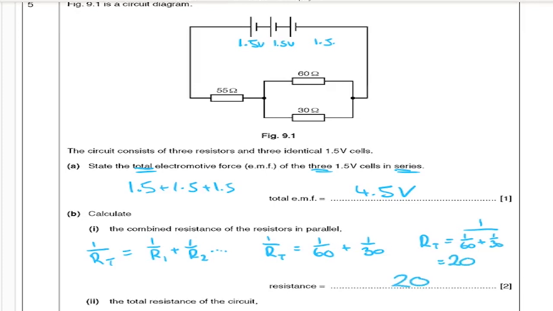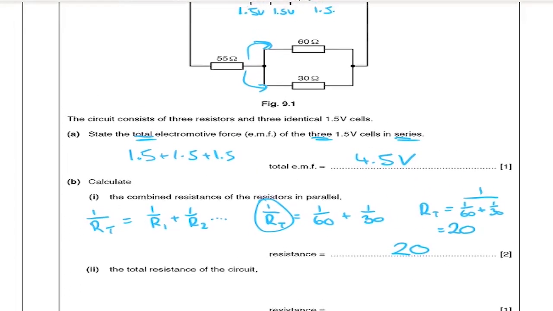Now, a lot of you forgot about the 1 over RT being that total. So just think about it logically. If I've got two different paths that the current can take, the total resistance should be lower than the resistance through either of these, because if there are more paths that the electrons can take, the overall resistance of the circuit will be lower. But I wouldn't expect something vanishingly tiny. So if you're getting something in the 0.00 range, it's probably too small.